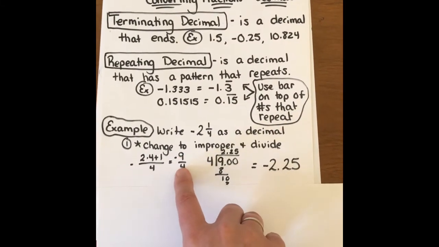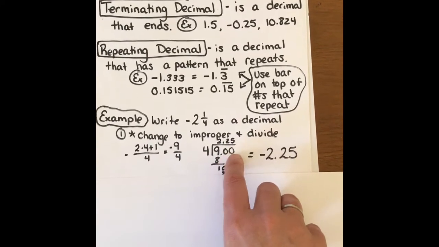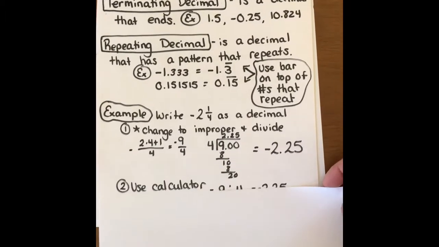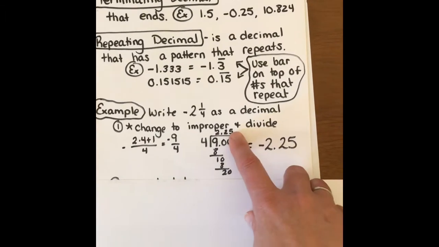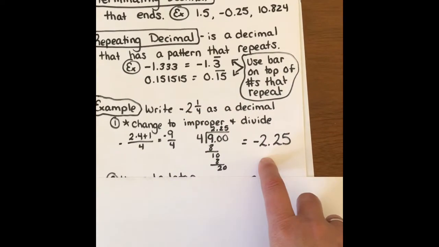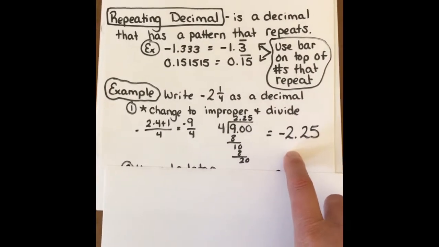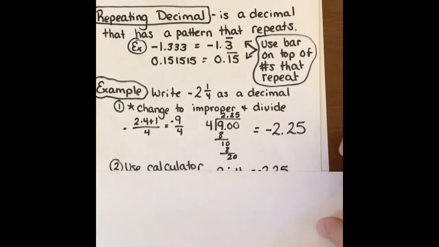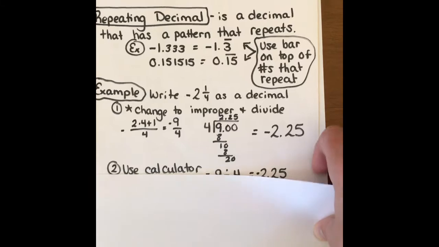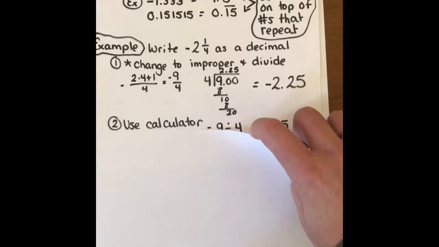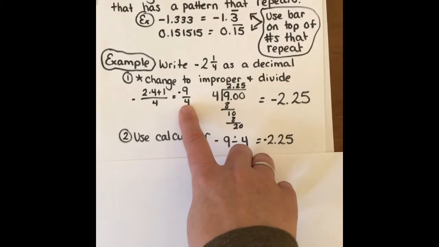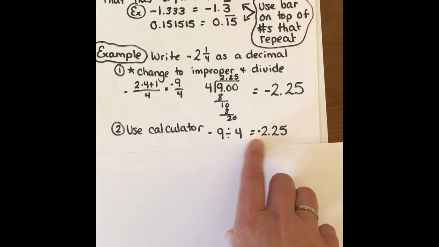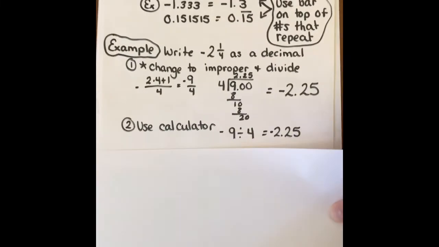The top number is being divided by the bottom number, so you have 9.00 divided by 4. If you divide that out, you're going to get 2.25. But remember, it's negative, so this would be negative 2.25. So negative 2 1/4 is the same as negative 2.25 as a decimal. And then I just tell you here, after you change it to an improper fraction, you could just use your calculator to divide negative 9 divided by 4, and you'll get negative 2.25.